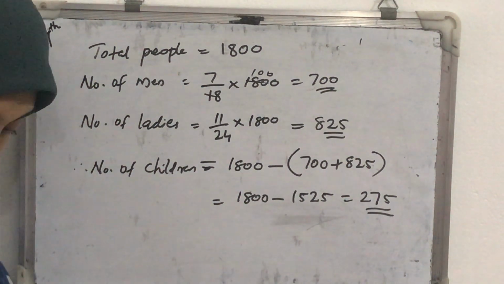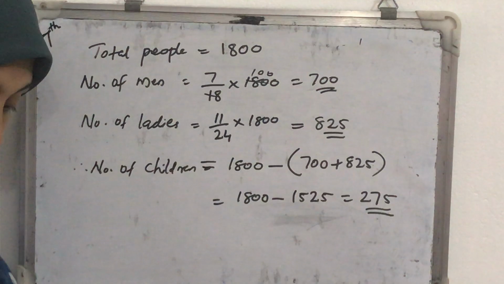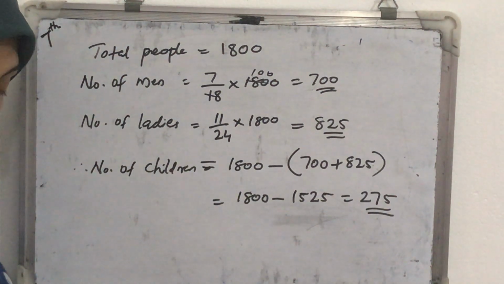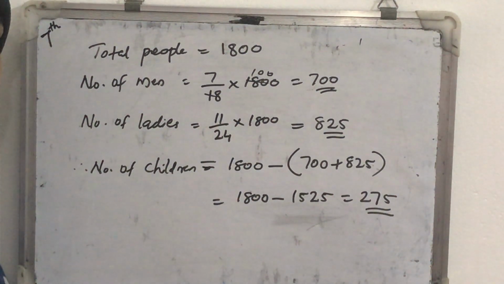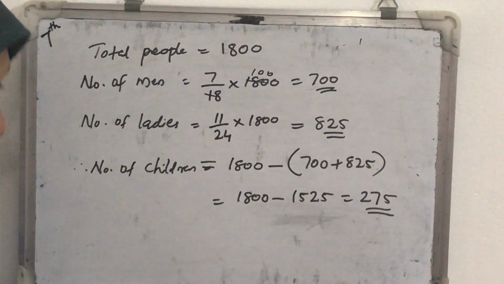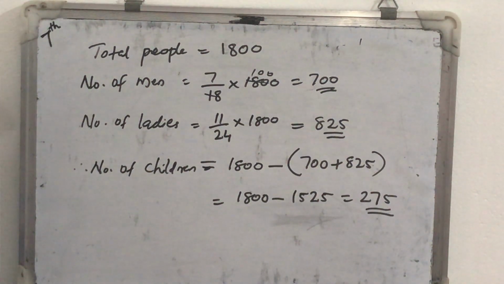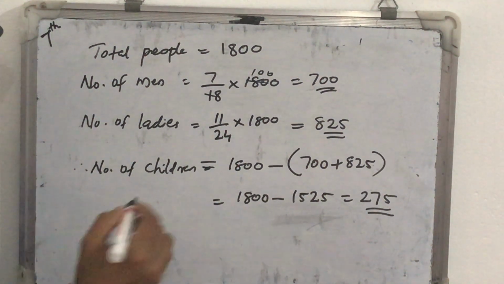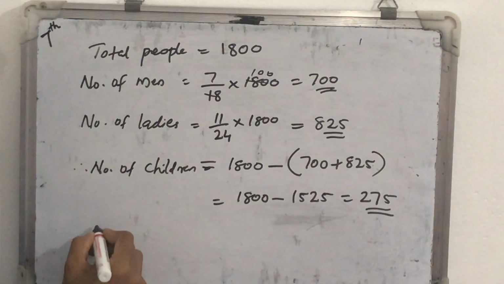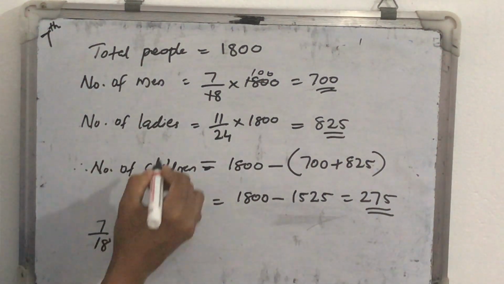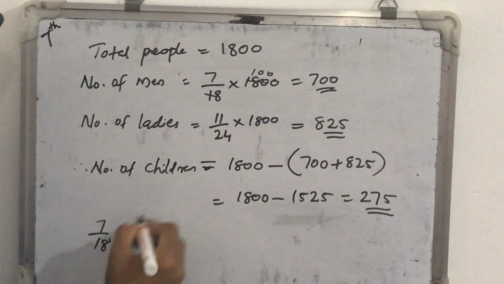But in this question it is asked, what fraction of them were children and how many children? We want to find out both, the fraction of the children also. So how can we find that out? We know the fraction of men is 7 by 18 and the fraction of ladies is 11 by 24.